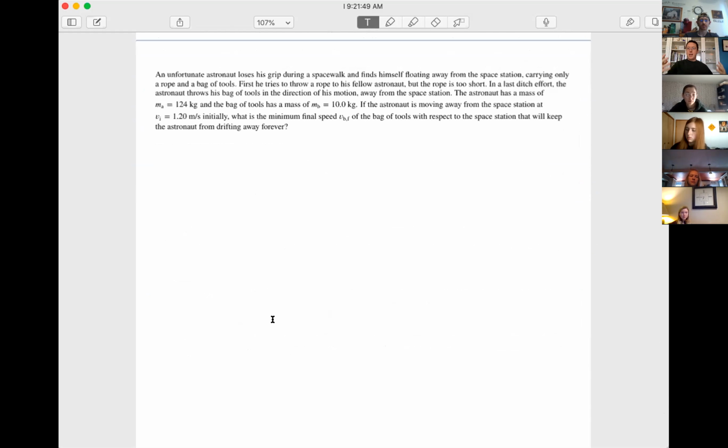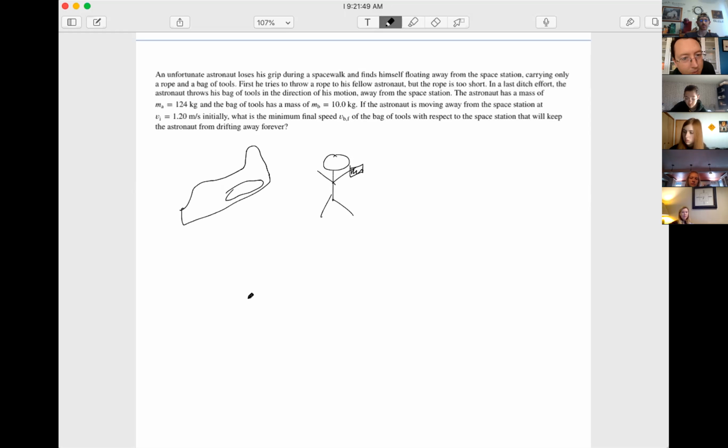So here's the deal. There's an astronaut. He's got tools with him, and he's floating through space. Actually, hold on. There's a spaceship. My spaceship looks like an airplane. Anyways, and then there's an astronaut floating in space with a bag of tools.